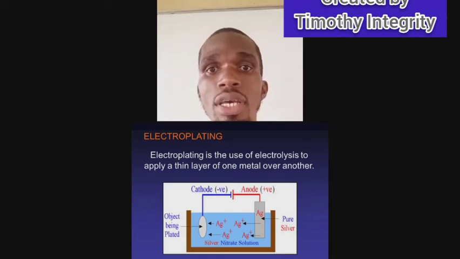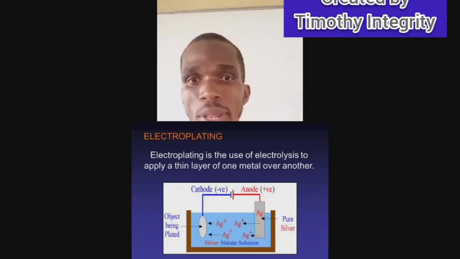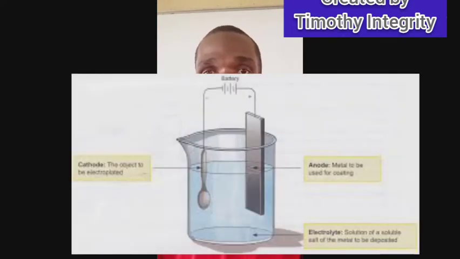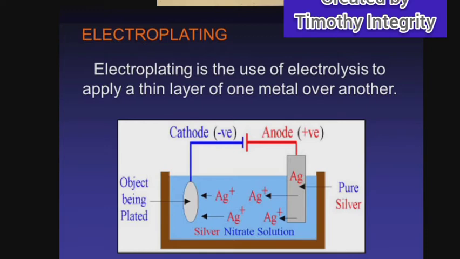Electrolysis is also employed in electroplating. Electroplating is the process whereby a thin layer of a metal is deposited on another metal by means of electrolysis. For instance, you can silver plate or copper plate. The metal that is being plated is made the cathode, and the plating metal is made the anode. And the salt of the plating metal, for instance in the case of silver plating, a silver salt, is made the electrolyte.